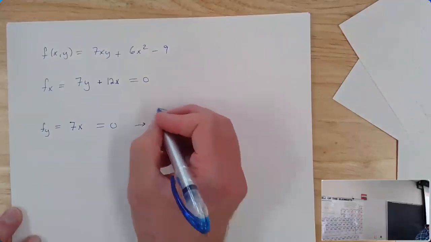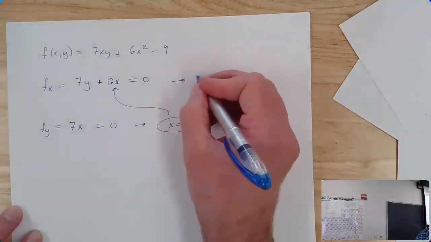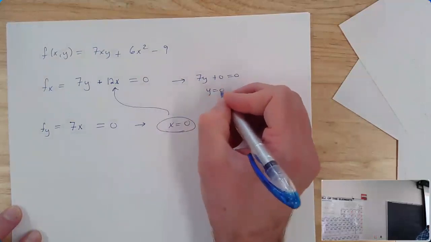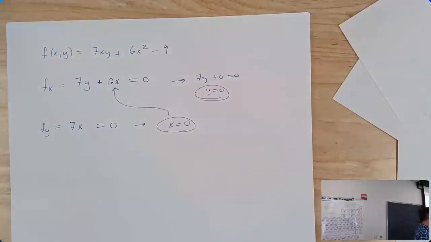And if you plug that back in up here, you're left with 7y plus 0 equals 0. So also y equals 0. And a lot of the time, not always exclusively, but frequently you do get (0, 0) as a critical point. Sometimes your only critical point, sometimes one of many. But that's our only critical point.